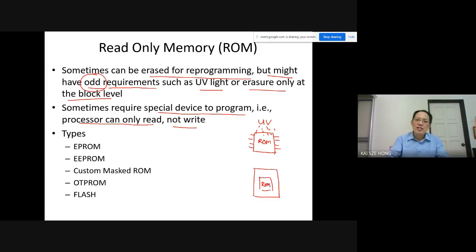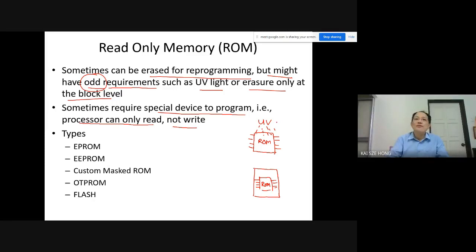Yeah, so only then you can program it. This is how to program the ROM. So you cannot write the ROM. You can only read. The processor has no function to erase it because it involves the UV. UV is the ultraviolet light.